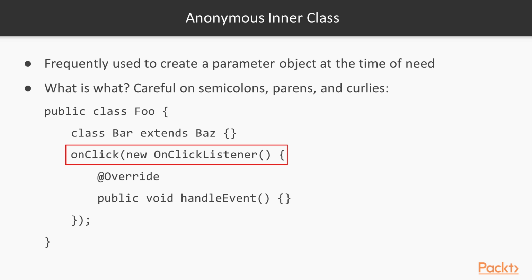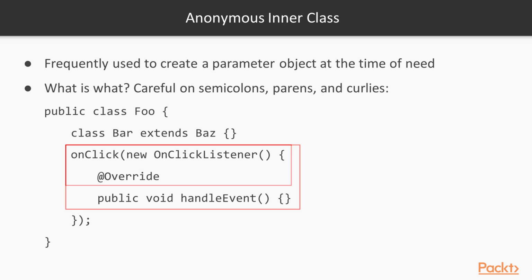This class will extend from or implement, if it's an interface, this word right here, onClick listener. This onClick listener, let's say it's an interface, I've kind of made it up a little bit. So we're declaring a class which is going to implement this interface. And then we have the open curly and close curly of the anonymous inner class that we're creating. Inside of this, we are overriding the handle event method, which is defined on the onClick listener interface. And then we have an open and close curly where we can put any kind of definition that we want.